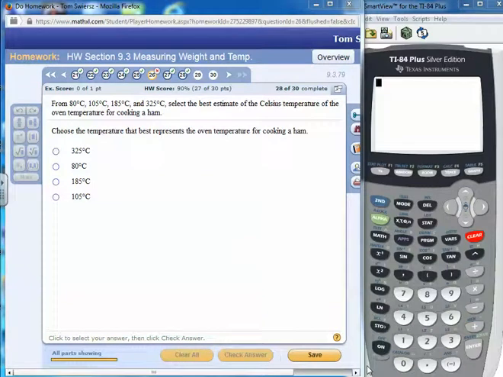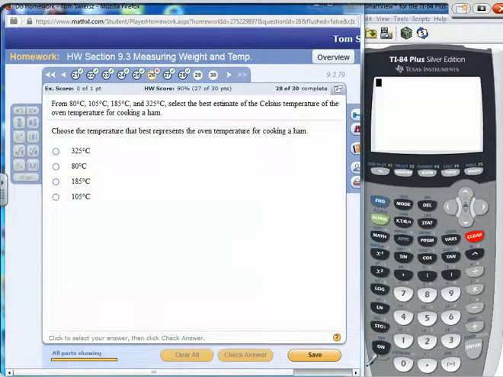Let's begin this session with homework exercise number 26 from section 9.3. Problem 26 states that from 80 degrees Celsius, 105 Celsius, 185, and 325 Celsius, select the best estimate of the Celsius temperature of the oven temperature cooking a ham. Well, cooking a ham, we know that in Fahrenheit degrees, it's going to be somewhere between, I'd say, 350, 400 degrees Fahrenheit. So what we want to do is take the Celsius and convert.